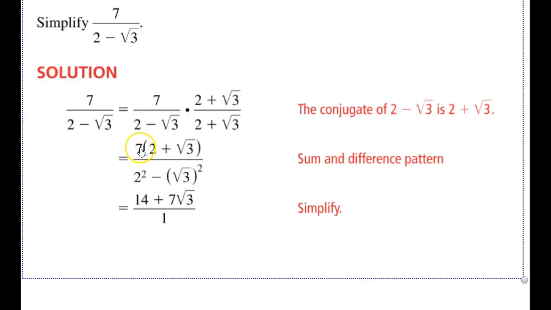So I just distribute this 7, so 7 times 2 is 14, and 7 times the square root of 3 is 7 times the square root of 3. In the denominator, 2 squared minus the square root of 3 squared, right? So 2 squared is 4. The square root of 3 squared is 3. So that's why I'm doing this, so I can get rid of the radical sign. So I end up with 4 minus 3, which gives me 1. And then I can just get rid of the denominator for this one and simplify it to 14 plus 7 times the square root of 3.